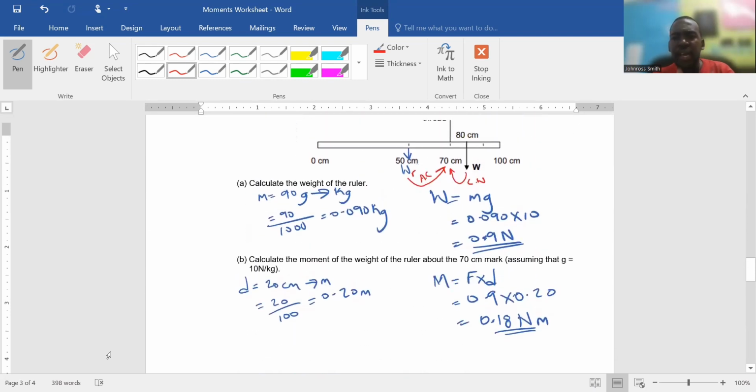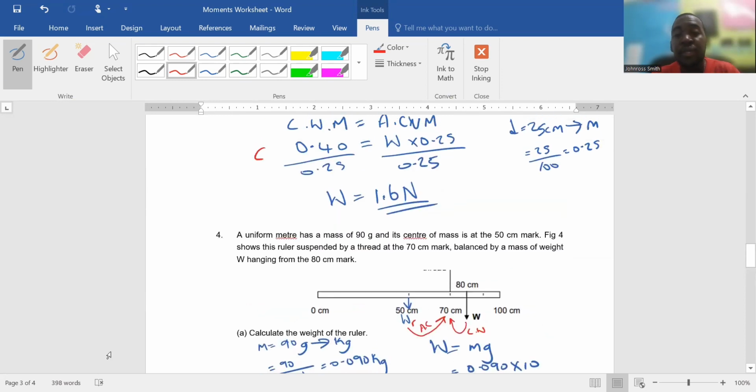So as you can see, all these examples have utilized the principle of moments to aid with finding an unknown. And that's because these objects are in equilibrium. They are not moving once they are set in this position.